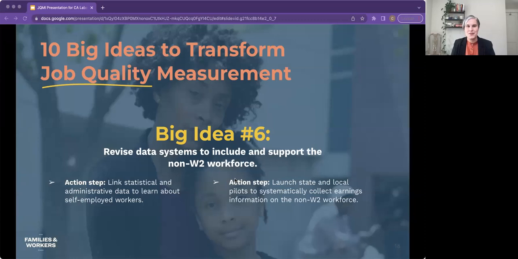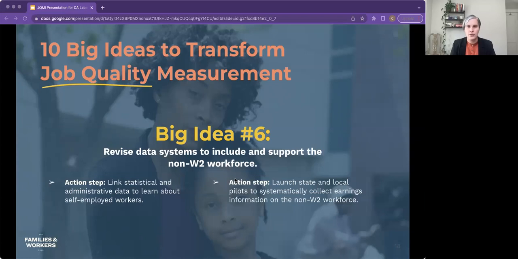Big idea number six is to revise our data systems to include and support the non-W-2 workforce. As you all know well, our current data systems don't adequately capture the size or demographic makeup of the self-employed workforce, let alone the quality of their jobs. And these jobs are especially important to track because they're disproportionately held by workers of color, and they can be particularly unstable and lack basic labor protections. The Department of Labor is making some progress through the Census Bureau's contingent worker supplement, and a potential next step is to explore collaboration with Treasury to look at using tax data to track self-employed workers' economic stability and mobility.